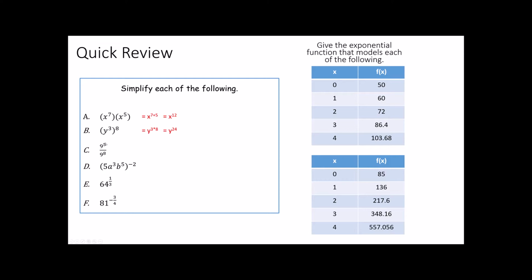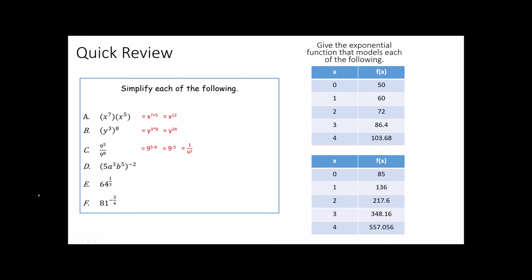Example C, you've got 9 to the 5th over 9 to the 8th. This is a quotient of powers property. It says that you just have to subtract those exponents, giving you 9 to the negative 3rd. Remember that an exponent problem is not considered simplified if it still has a negative exponent. A negative exponent says use the reciprocal, so this is 1 over 9 to the 3rd. Now you could actually go ahead and do 9 to the 3rd, which is 729, and get 1 over 729 if you wanted to as well. I didn't do that here today.